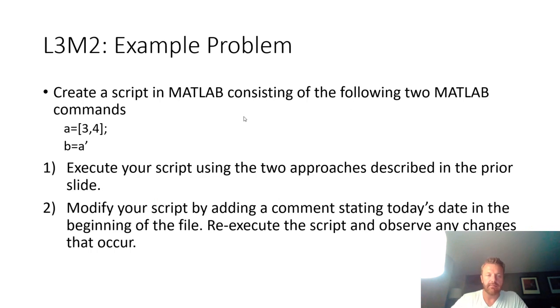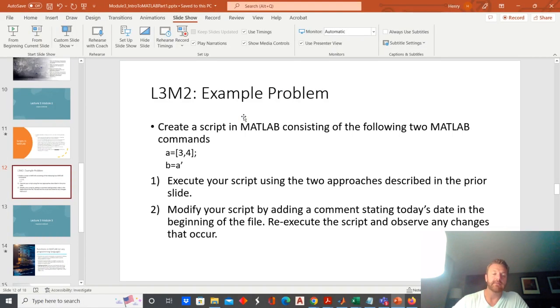So let's look at an example problem. Let's create a script in MATLAB consisting of the following two MATLAB commands: A equals 34, B equals A, and then a little apostrophe. We'll see what's going on there. Notice that the first line is terminated by a semicolon. The second isn't. We want to execute our script using the two approaches described in the prior slide, and then modify it in order to put today's date at the beginning of the file.